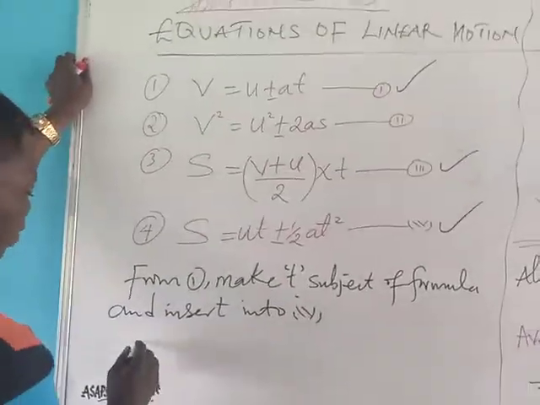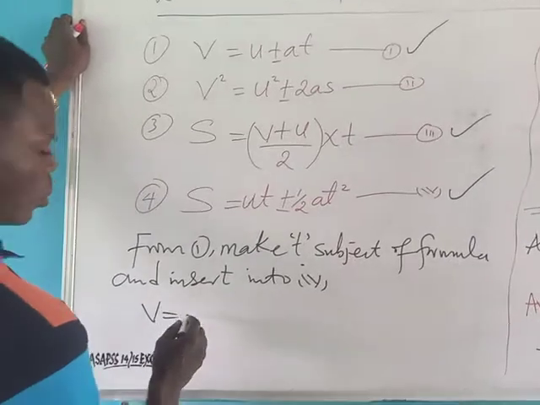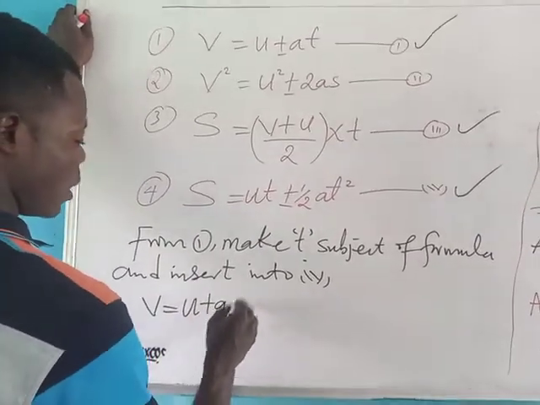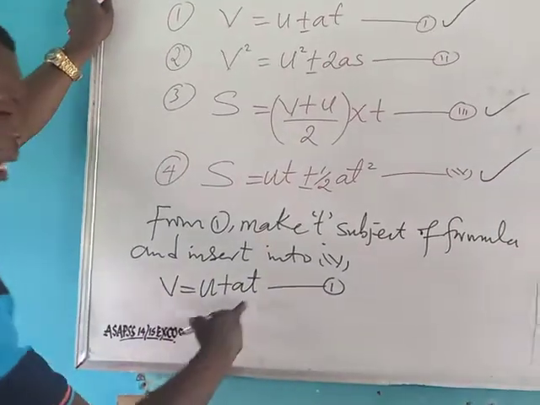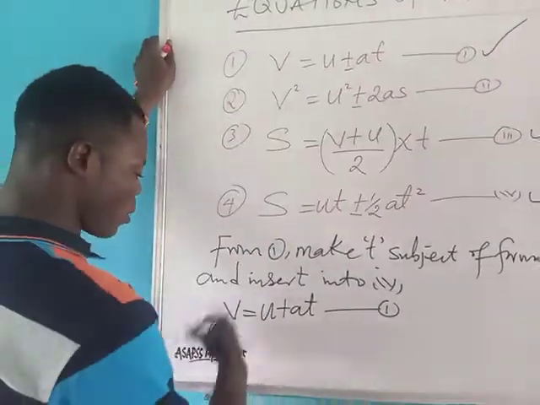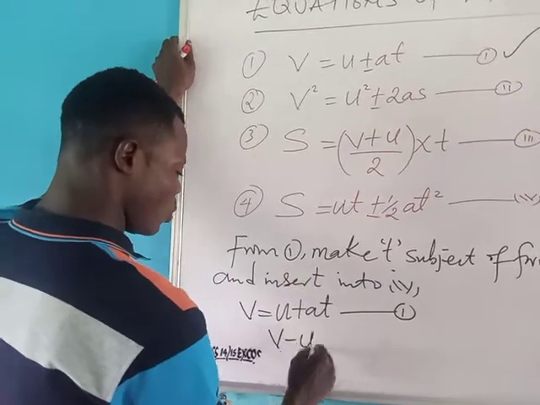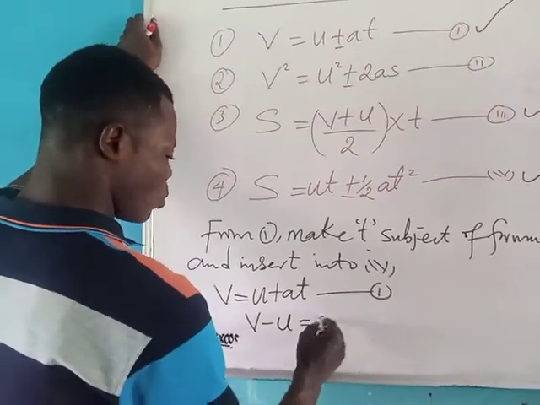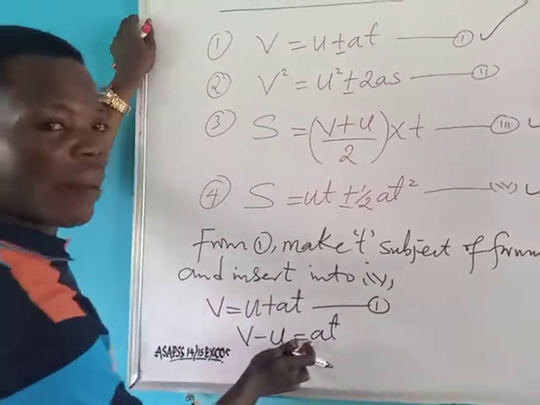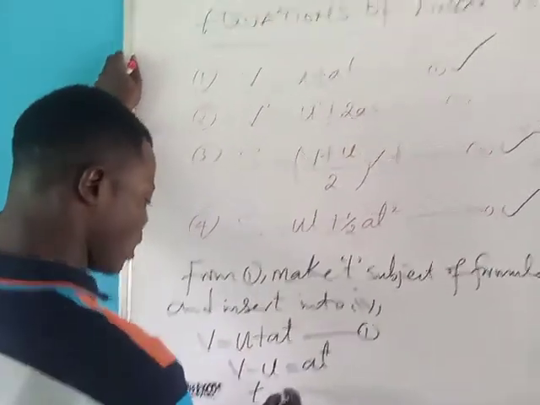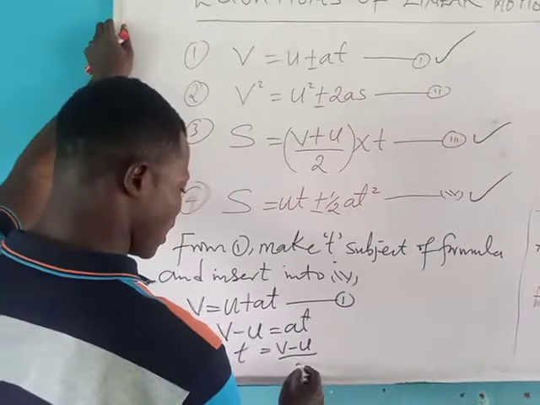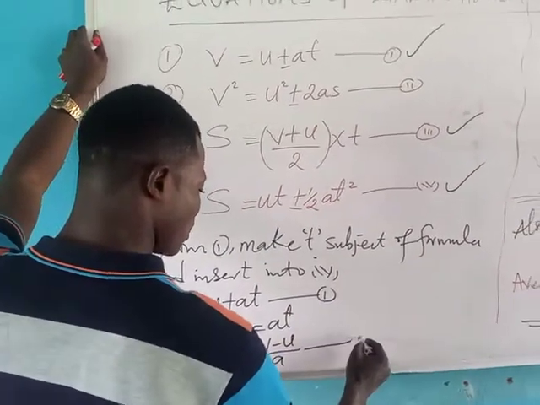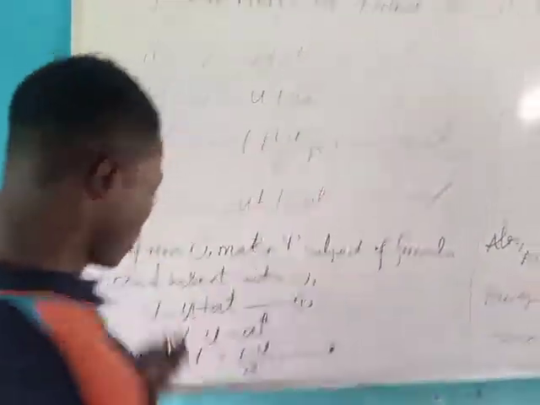So let's do that. From equation 1, we have v is equal to u plus at. This is equation 1. By the time we make t the subject of the formula, this comes here, we have v minus u equal to at. So divide both sides by a. We have t equal to v minus u all over a. Let's call this equation asterisk.